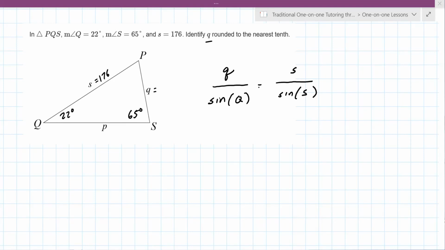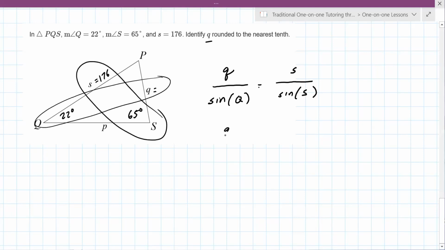Okay, so here's what we got. We've got big Q, little q, big S, little s, and they match, like these go together and these go together. So we're just going to substitute in what we know. Big Q is 22, so little q over sine of 22 equals little s, which is 176, over sine of big S, which is 65 degrees.